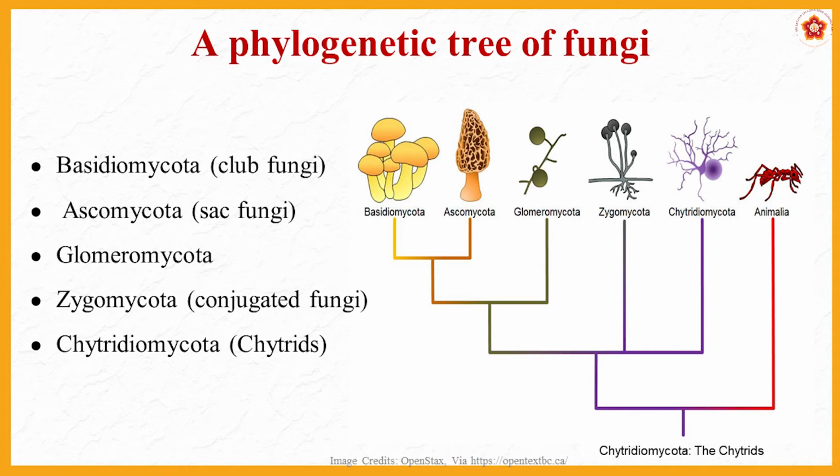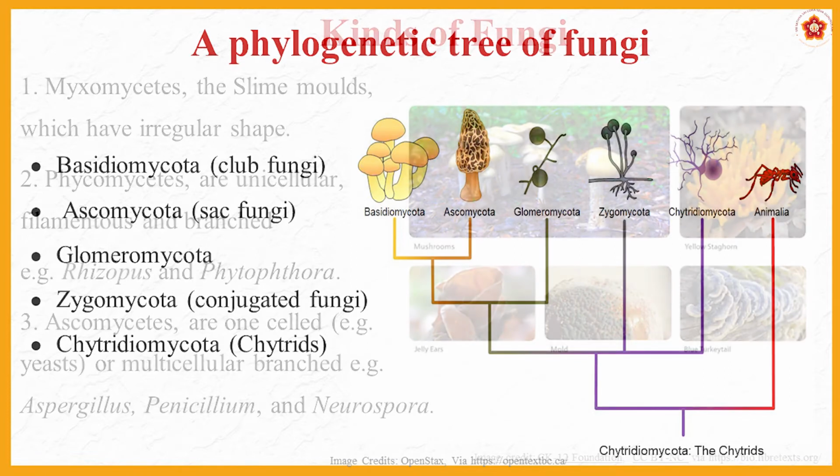This is the phylogenetic tree of the fungi, starting with Basidiomycota, which are club-shaped or filament-shaped fungi. Next is Ascomycota, which consists of an ascus or a sac-like fungi. Glomeromycota, which are soil-borne fungi, which live in symbiotic relation with plants. The next is Zygomycota, which sexually reproduce by the process of conjugation. Next are Chytridomycota or chytrids, which consist of a single posterior flagellum.